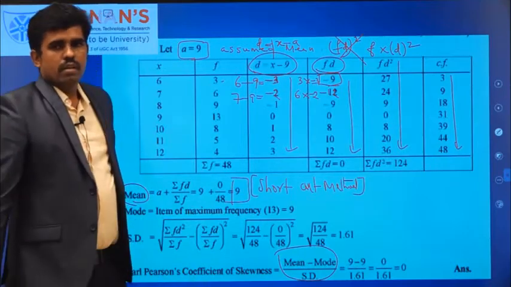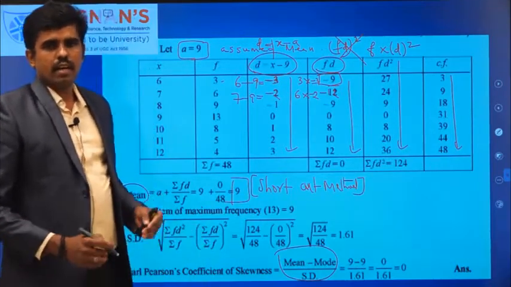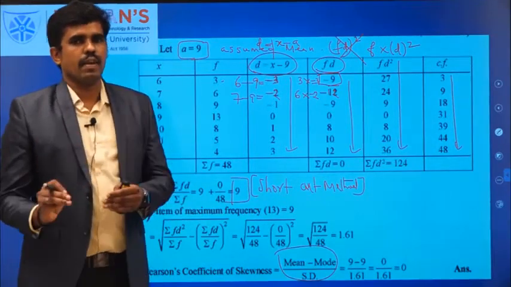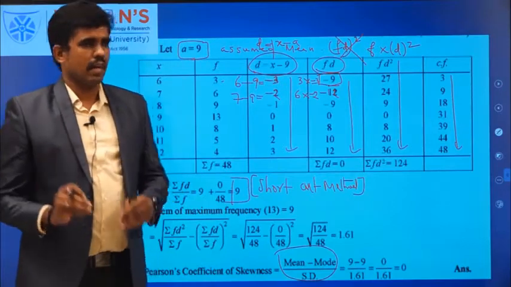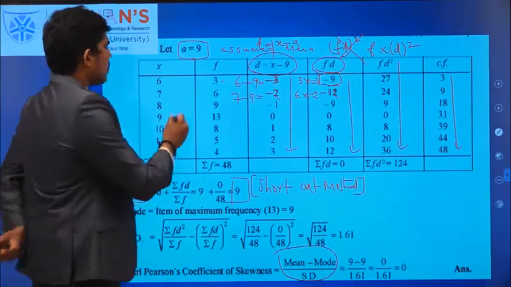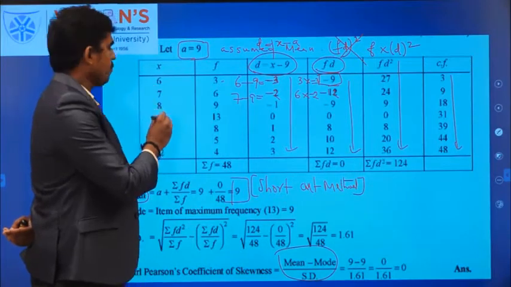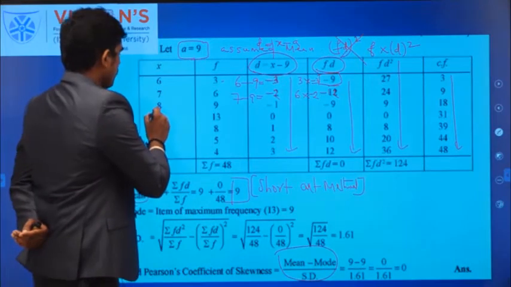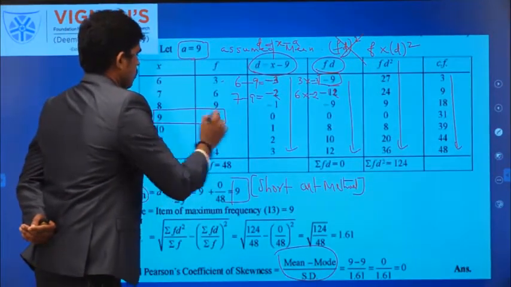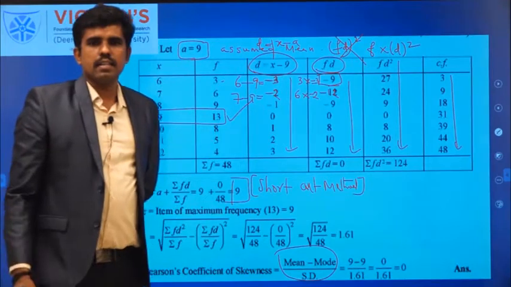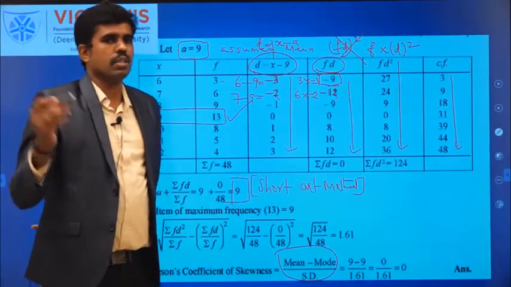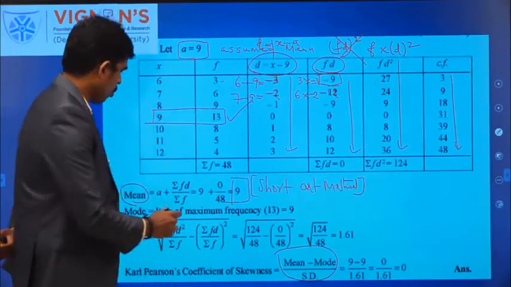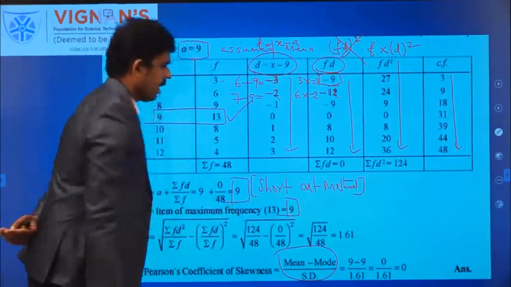And mode, there is no formula to find mode here. What is the definition of mode? The most frequently occurring x value. What value is occurring most of the time? You look at the frequency and the value. 9 occurred 13 times, which means 9 occurred most of the time. So that is going to be the mode value. So mode value is 9.